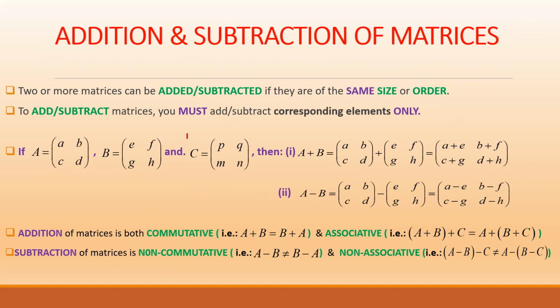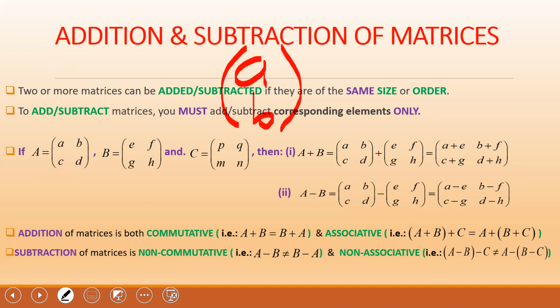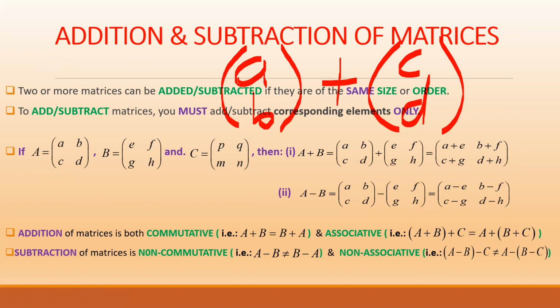So if you remember in part 1, we looked at identifying the position of the elements in a matrix. So let's just look at this quickly here. In this matrix here, AB, the element A would be in the first row, first column. In this other matrix here, matrix C, the element C would be in the first row and first column.